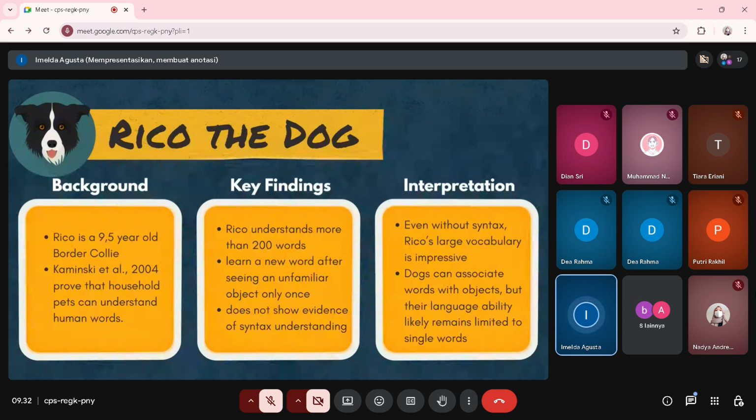Dogs can also associate words with objects, but their language ability remains limited to single words. So as I said before, it's just single words, not the full sentence itself.